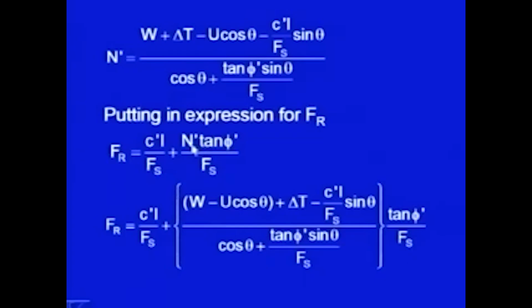And now, here we will put it again back into the expression of Fr. So, Fr is equal to C dash L upon Fs plus N dash tan phi dash upon Fs. So, we get Fr is equal to C dash L upon Fs, and put this N dash here. So, this becomes W minus U cos theta plus delta T minus C dash L upon Fs sin theta, divided by cos theta plus tan phi dash sin theta upon Fs, into tan phi dash upon Fs.